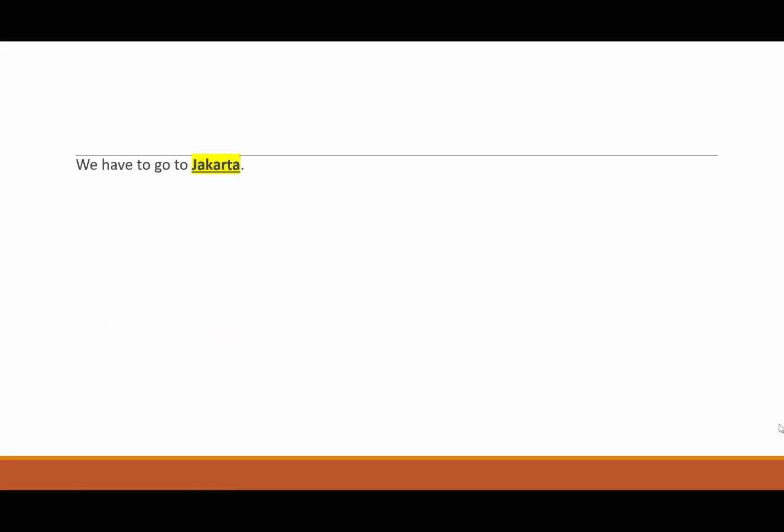Next example, we have to go to Jakarta. This is the one after the verb, yeah? It's a place. Because it's a place, the WH word we have to use is where. Then copy the clause: where we have to go to. Don't forget to put be, is. This is present simple. And then the emphasis, Jakarta. Where we have to go to is Jakarta.